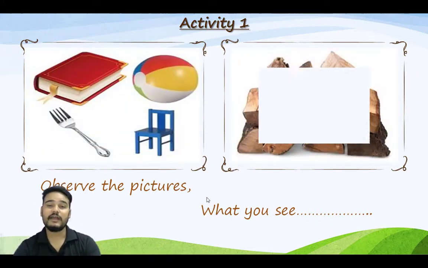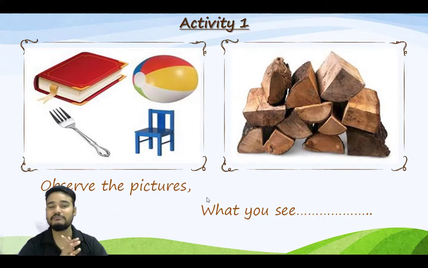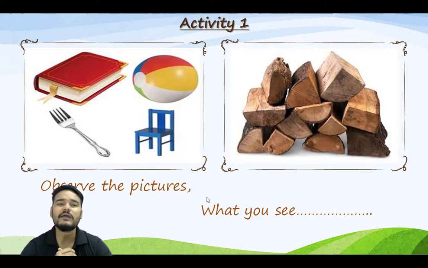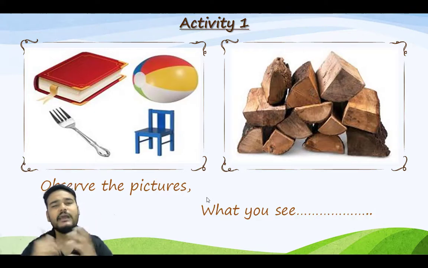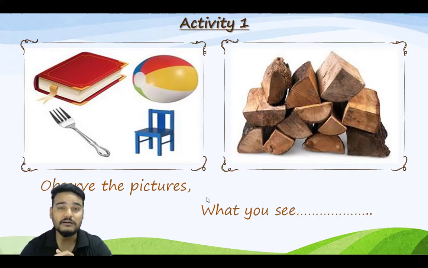So for that, as we always do, here is one activity. You have to observe the picture and tell me what you see in this picture. In the first picture, one book is there, one ball is there, one chair, one spoon, and in the second picture wood is there. So what observation can we do from this? That they all are different in shapes, yes, different in sizes, different in uses, yes.